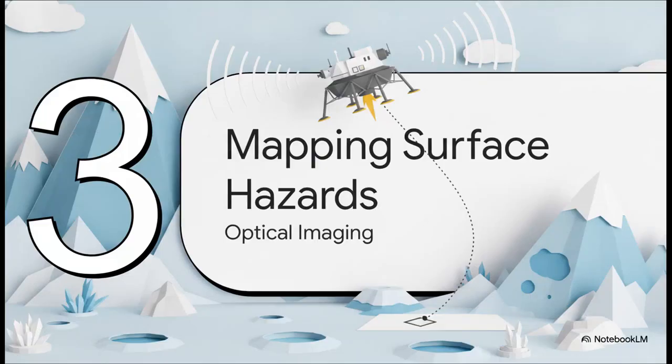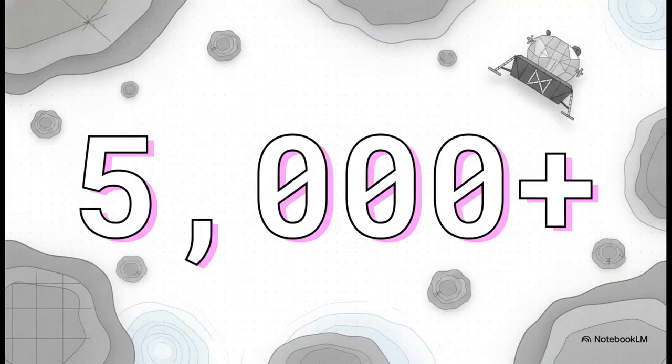Okay, section 3. Optical mapping of surface hazards. So, we know where the ice is, but finding it? That is only half the battle. Now we have to shift our entire focus to keeping our lander from crashing on the way down. Over 5,000. That is a staggering number of individual boulders, ranging from half a meter to nearly 8 meters wide, that our team had to manually map in just one proposed landing zone for the upcoming Israel-JAXA LUPEX mission.